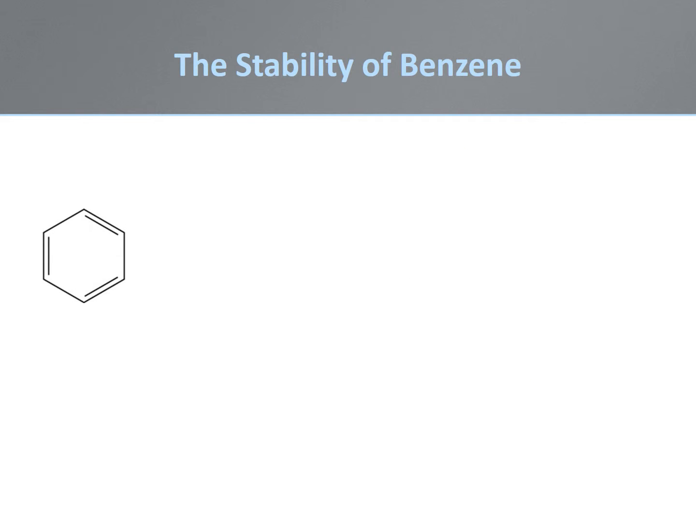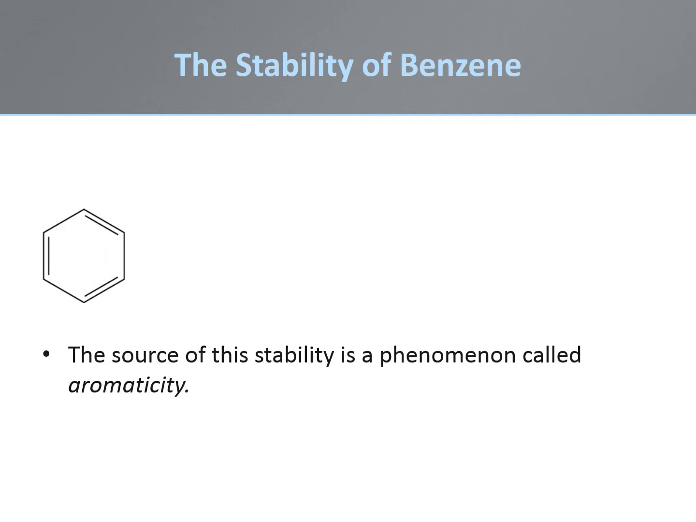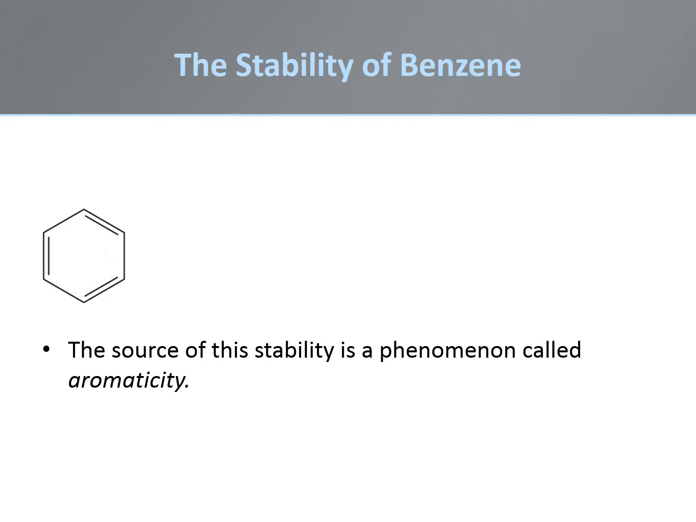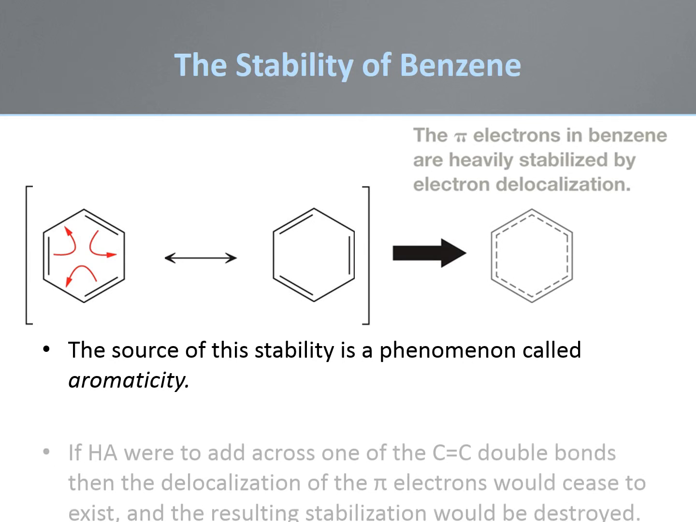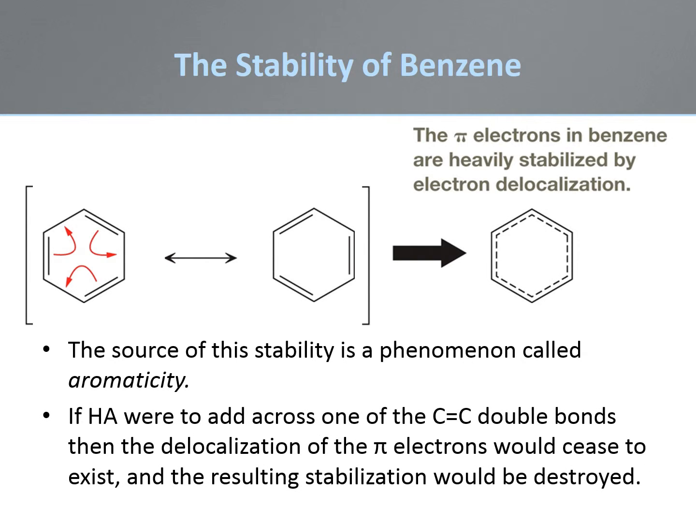The stability of the pi bonds in the benzene ring is due to a phenomenon called aromaticity, which will be discussed in more detail in Chapter 14. The benzene ring can be drawn with two equivalent resonance structures, indicating that the pi electrons are fully delocalized about the ring. The addition of an acid across one of the double bonds would disrupt this delocalization, eliminating the stability due to the resonance.